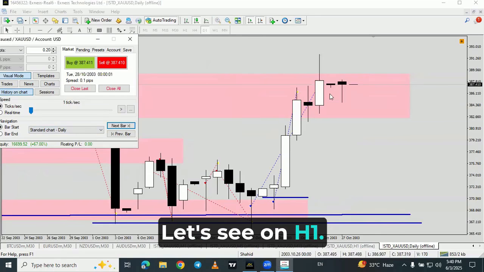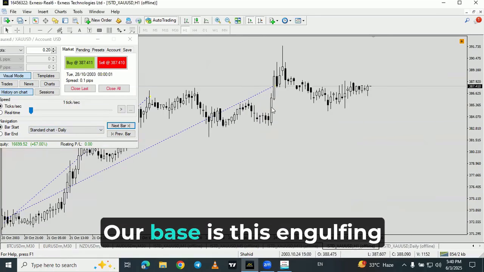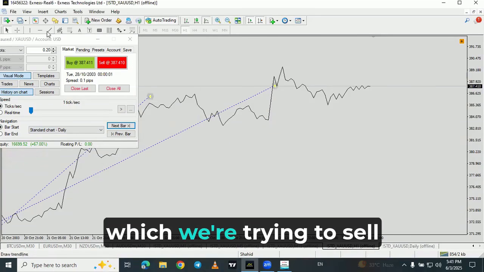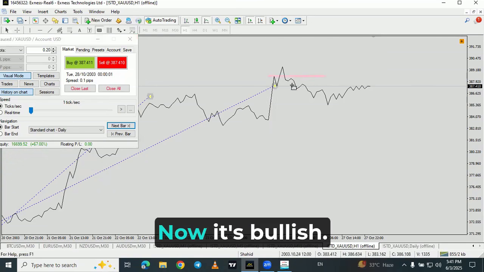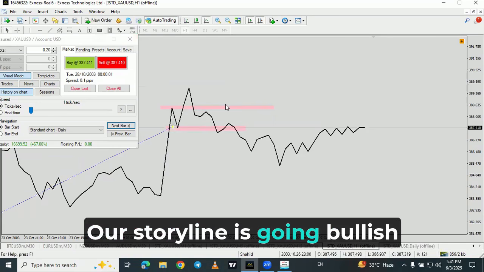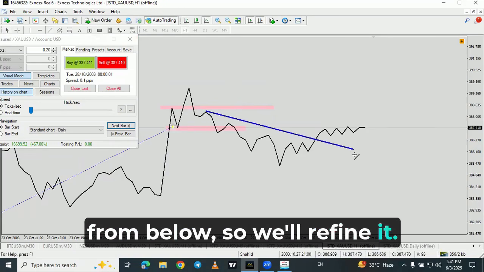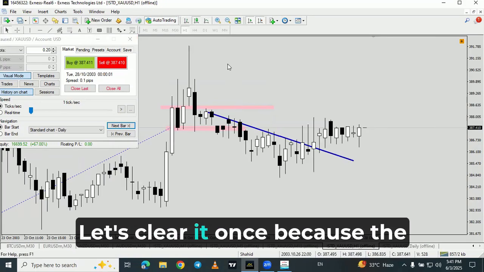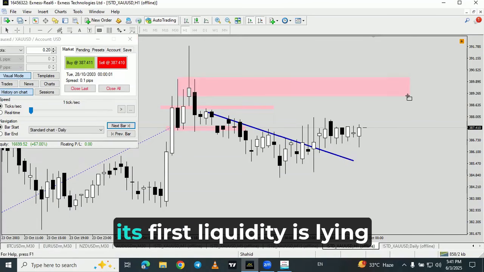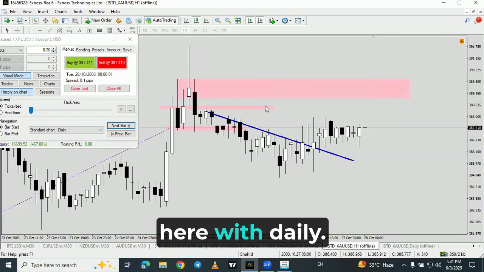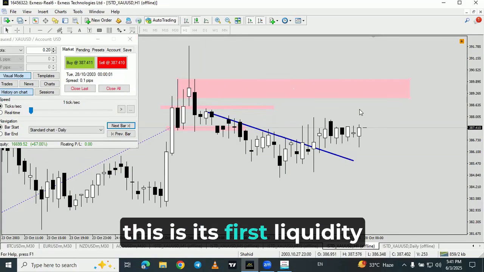Let's see on H1, what did the market stop? Our base is this engulfing pattern, which we are trying to sell from here to below. Now it's bullish. Our storyline is going bullish from below, so we'll refine it. Where will the market come? Let's clear it once because the market has taken its view from here. If you see, its first liquidity is lying here with daily. So this is its first liquidity point.